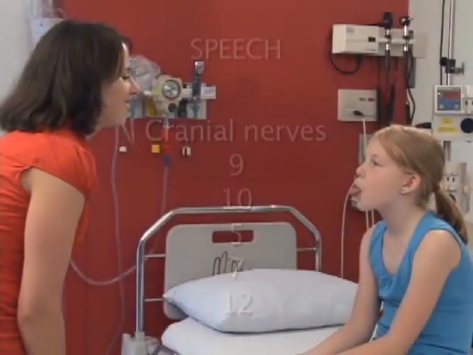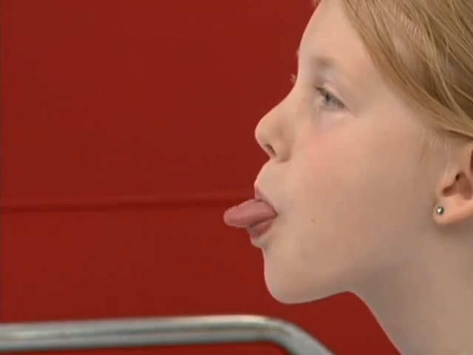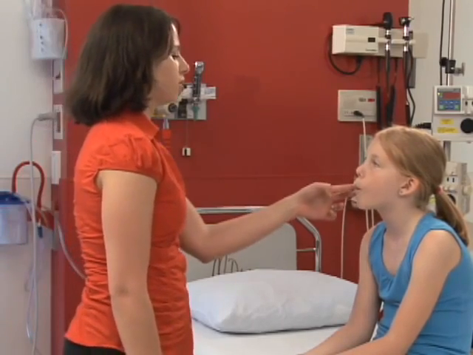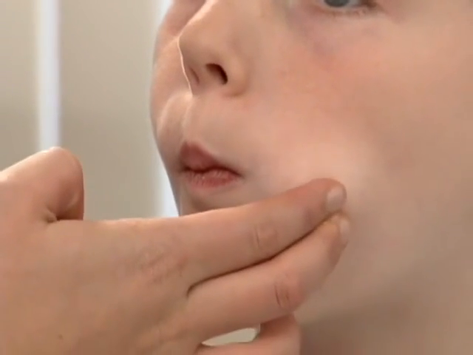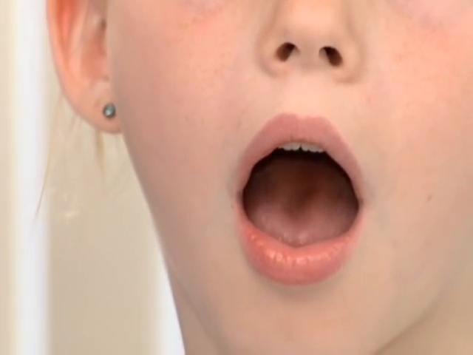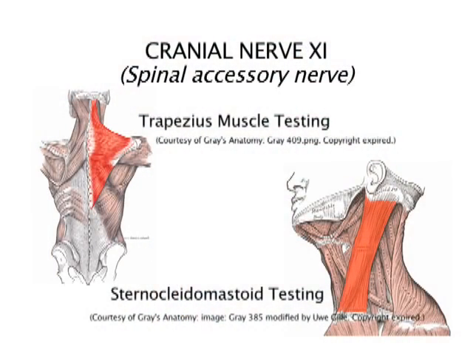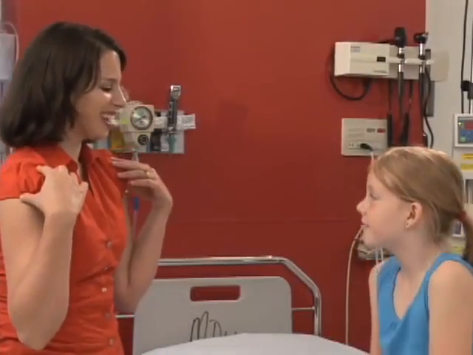Side to side. Very good. Cranial nerve 12, the hypoglossal nerve, controls tongue movement and is tested at the same time as 9 and 10. When the child's tongue is at rest in the mouth, the tongue should also be inspected for fasciculation. Okay? Cranial nerve 11. Lastly, the spinal accessory nerve, cranial nerve 11, is tested through its control of the sternocleidomastoid and the trapezius muscle. Can you lift your shoulders up like this?